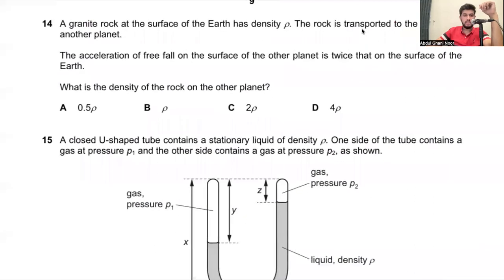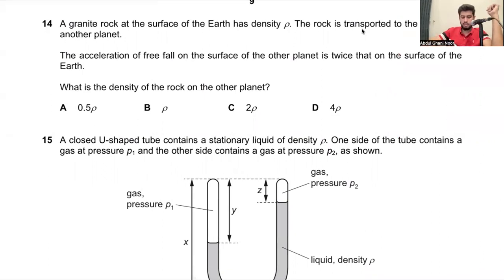Question number 14 says, a granite rock at the surface of the earth has a density rho. The rock is transported to the surface of another planet. The acceleration of free fall on the other planet is twice that on the surface of the earth. What is the density of the rock on the other planet?